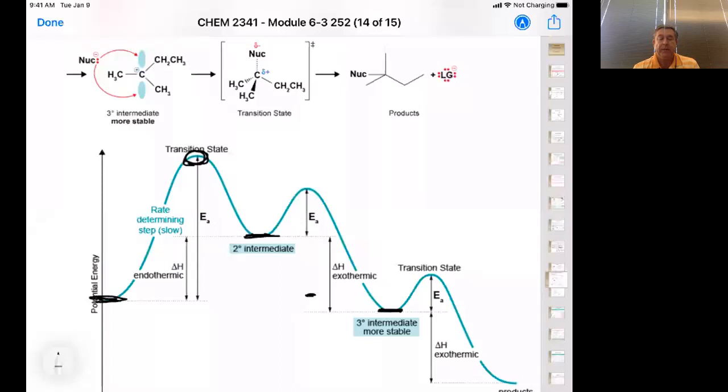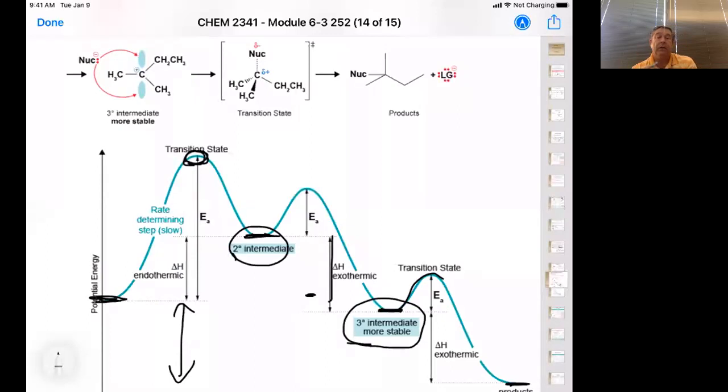Once it gets to this more stable intermediate, it can wait around to react with whatever nucleophile is around and give us our final products. Note the reaction is exothermic net-wise, and it's exothermic from our first intermediate, which is our secondary carbocation, to our second intermediate, which is our tertiary carbocation. And that's an exothermic reaction as well. And then, of course, our neutral material at the end is also exothermic. Questions on the carbocation rearrangement?